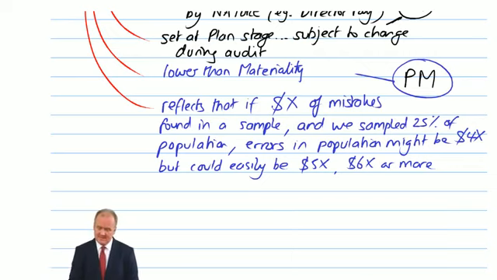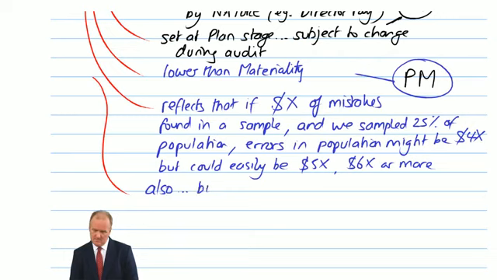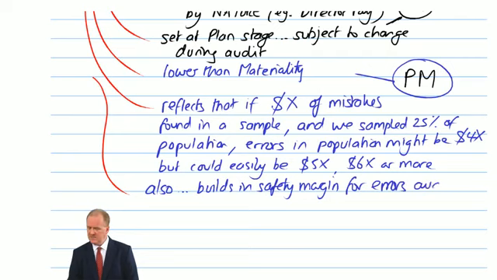It also reflects the fact, if there were more marks available, which there aren't, it helps to build in a safety margin for the errors the auditor does not spot.